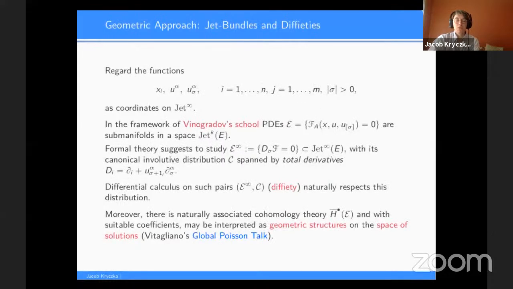So in particular, we can regard functions, as I mentioned above, as coordinates on a type of manifold called the infinite jet space. In the framework of Vinogradov's school, PDEs are studied as submanifolds in a certain finite dimensional jet space, representing the order of the system. And the formal theory of PDEs suggests that we take the infinite prolongation, or the differential consequences. This is endowed with a canonical involutive distribution called the Cartan distribution.